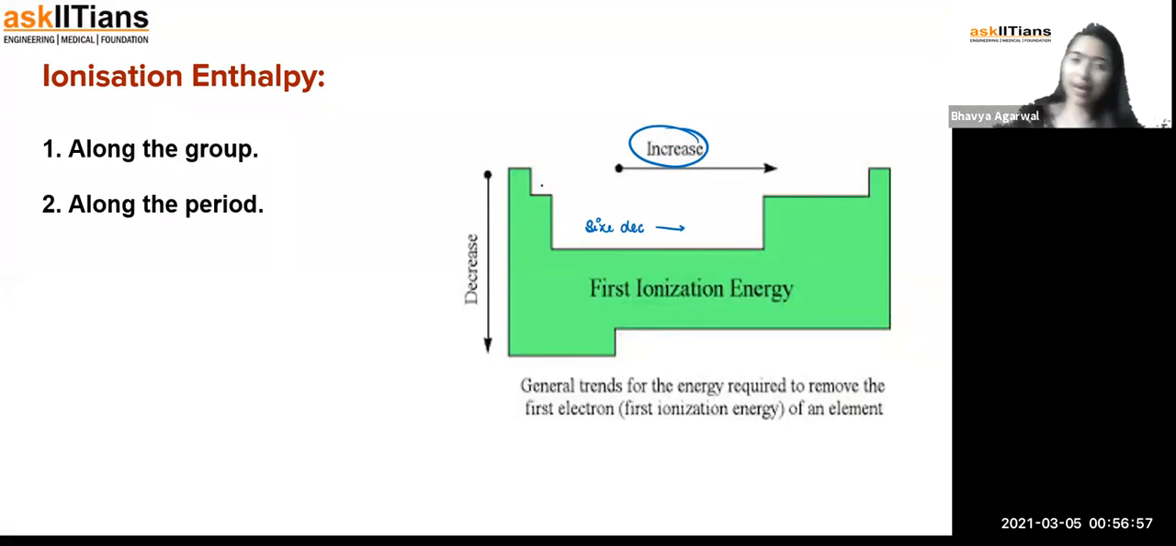Whereas down the group, what is happening? The size increases, which means the electron is away from the nucleus. If the electron is away from the nucleus, I can easily remove that, right? If I can easily remove, then what happens? The ionization energy value decreases. So the energy which I have to give to remove the electron will decrease. Make sense? Everyone?